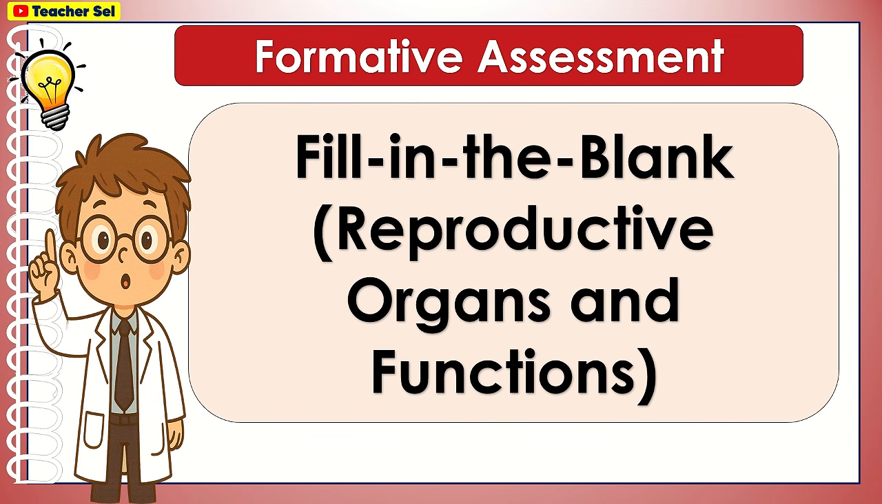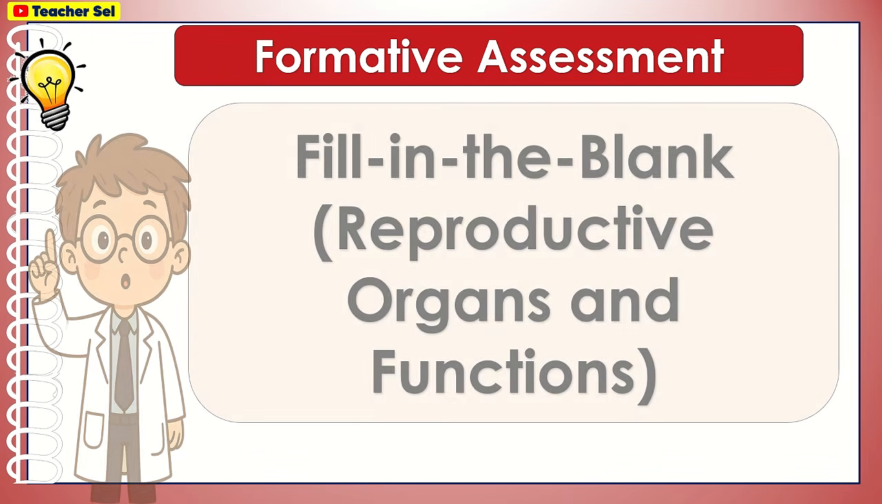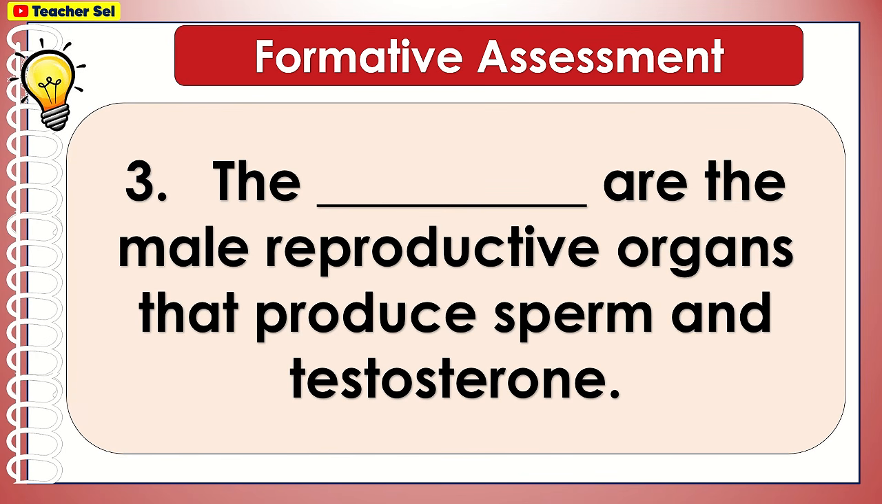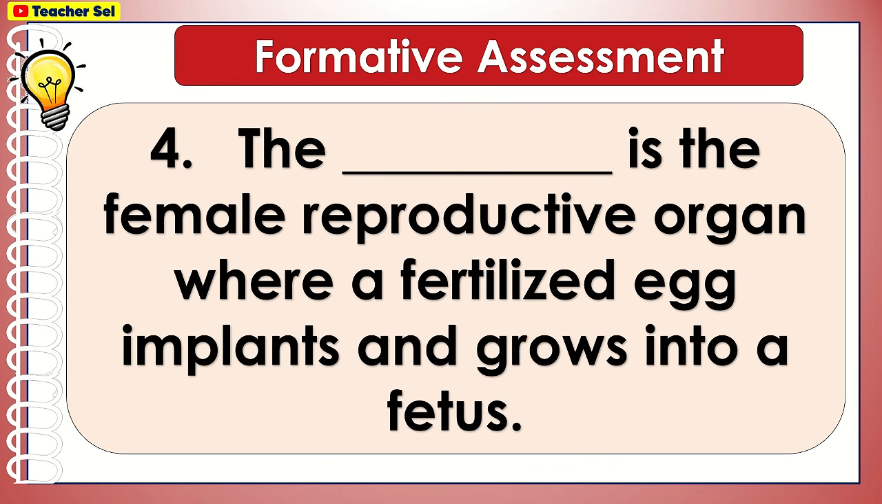Fill in the blank. Reproductive organs and functions. The blank are the male reproductive organs that produce sperm and testosterone. You're right. The correct answer is testes. The blank is the female reproductive organ where a fertilized egg implants and grows into a fetus. Very good. The correct answer is uterus.